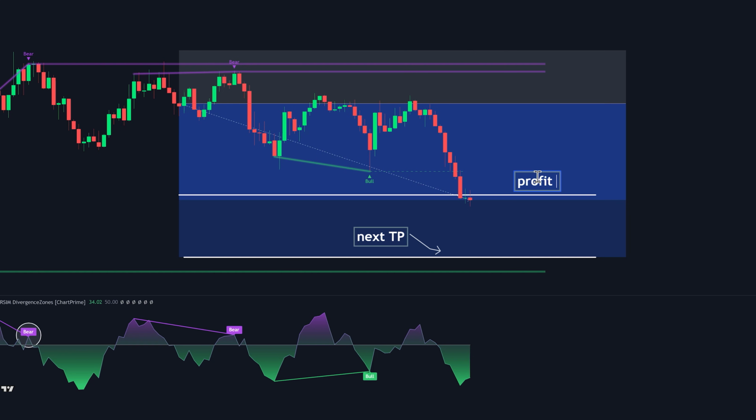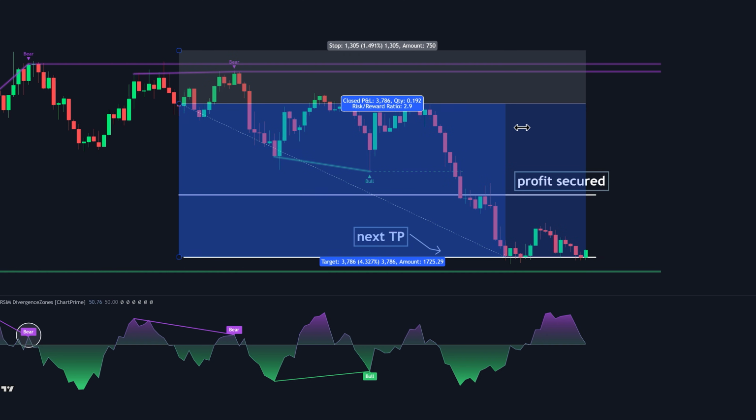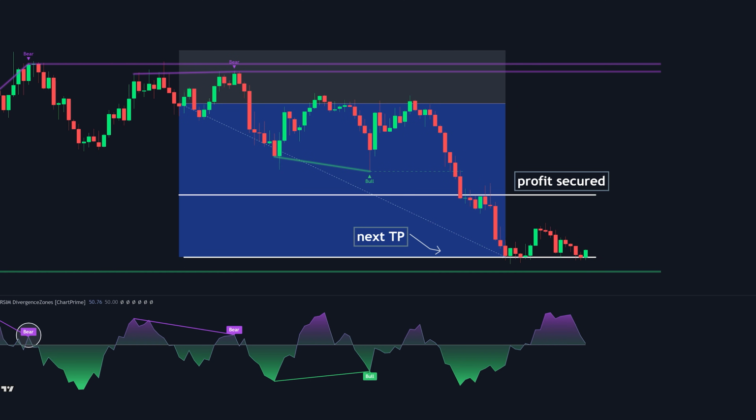This is not financial advice. Everything here is for education only. Build a full plan around your own risk tolerance, backtest your rules, and always double-check your thesis before taking any trade.